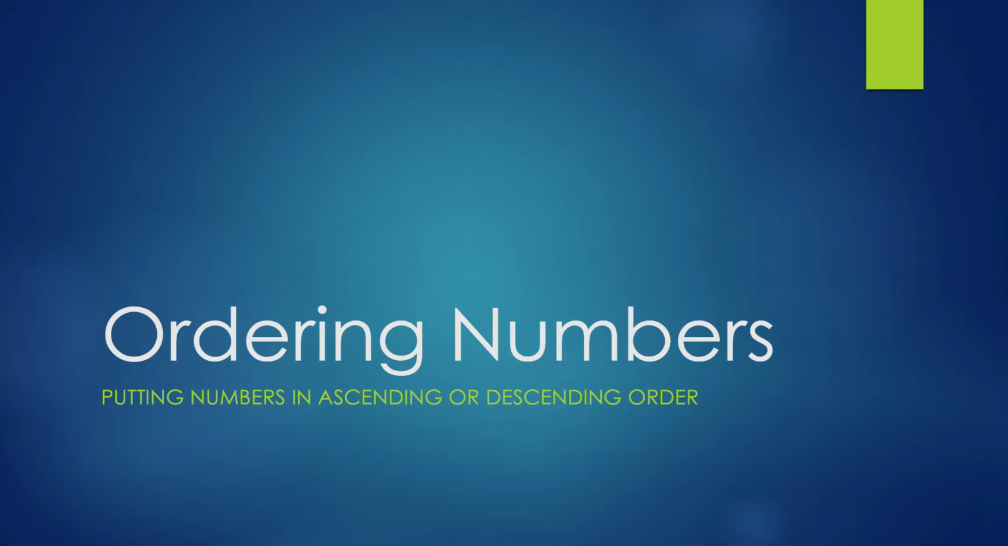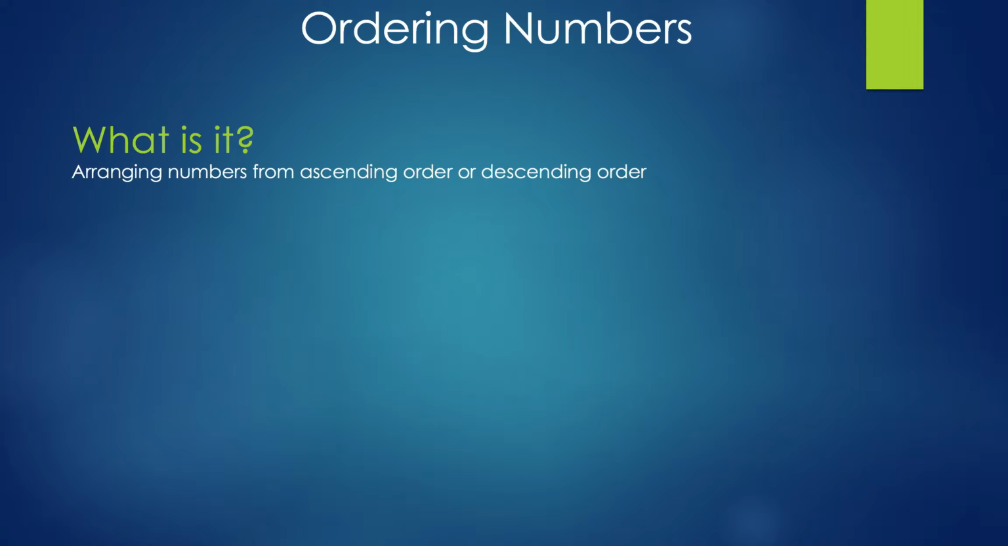Ordering numbers, putting numbers in ascending or descending order. What is it? Arranging numbers from ascending order or descending order. Now, if you don't know what ascending or descending is, let's go over that. Ascending, small to big. Descending, big to small.